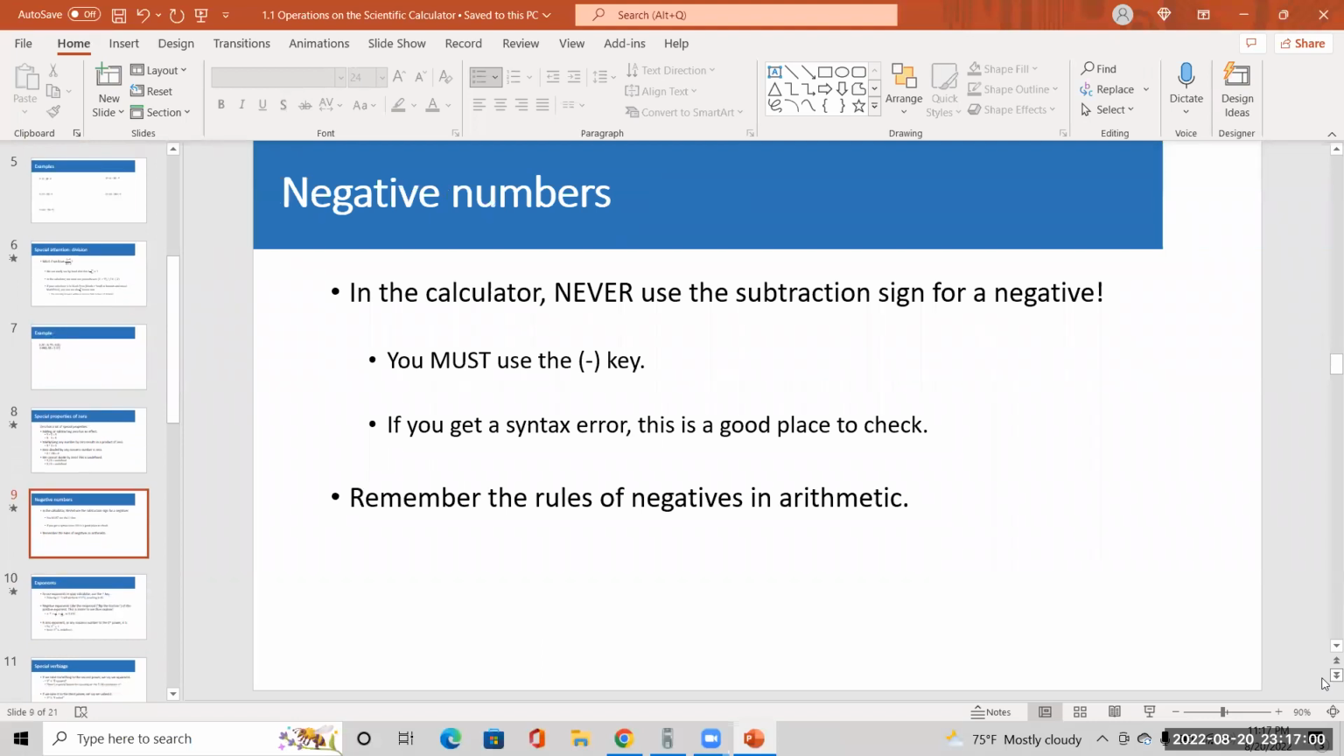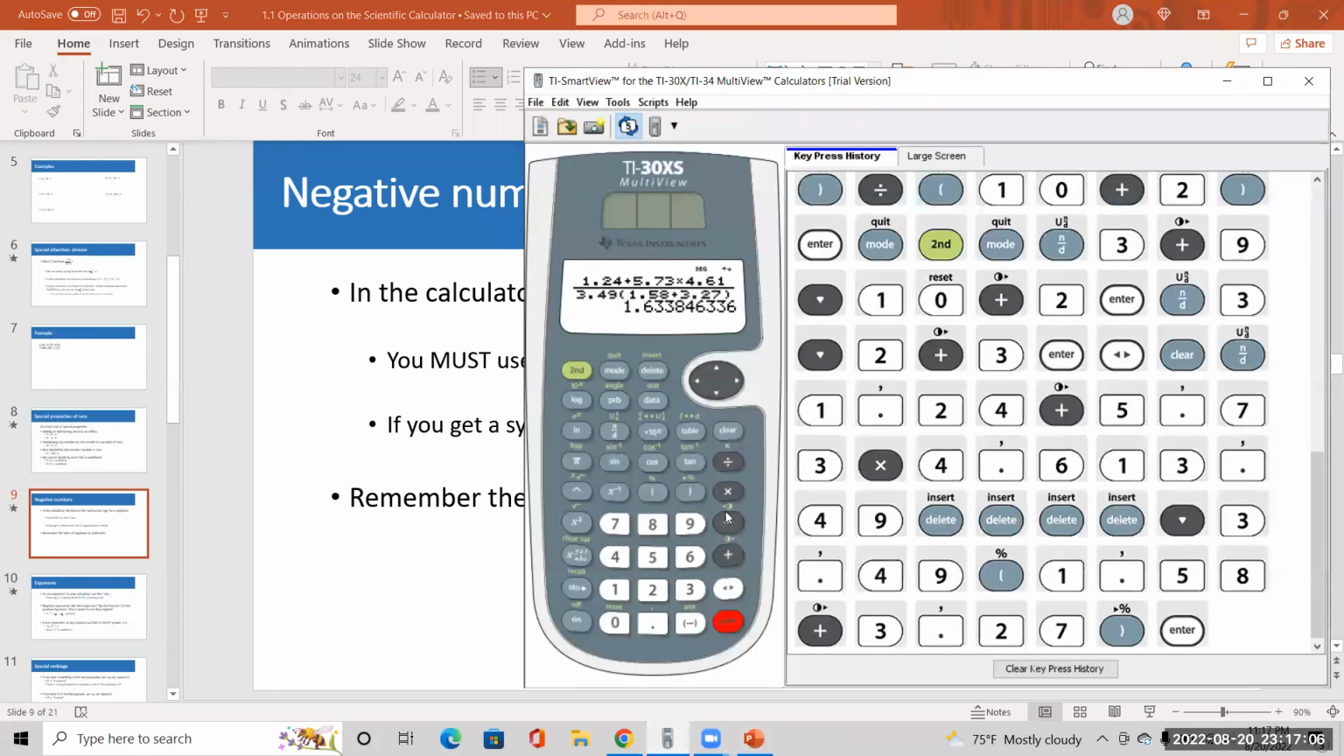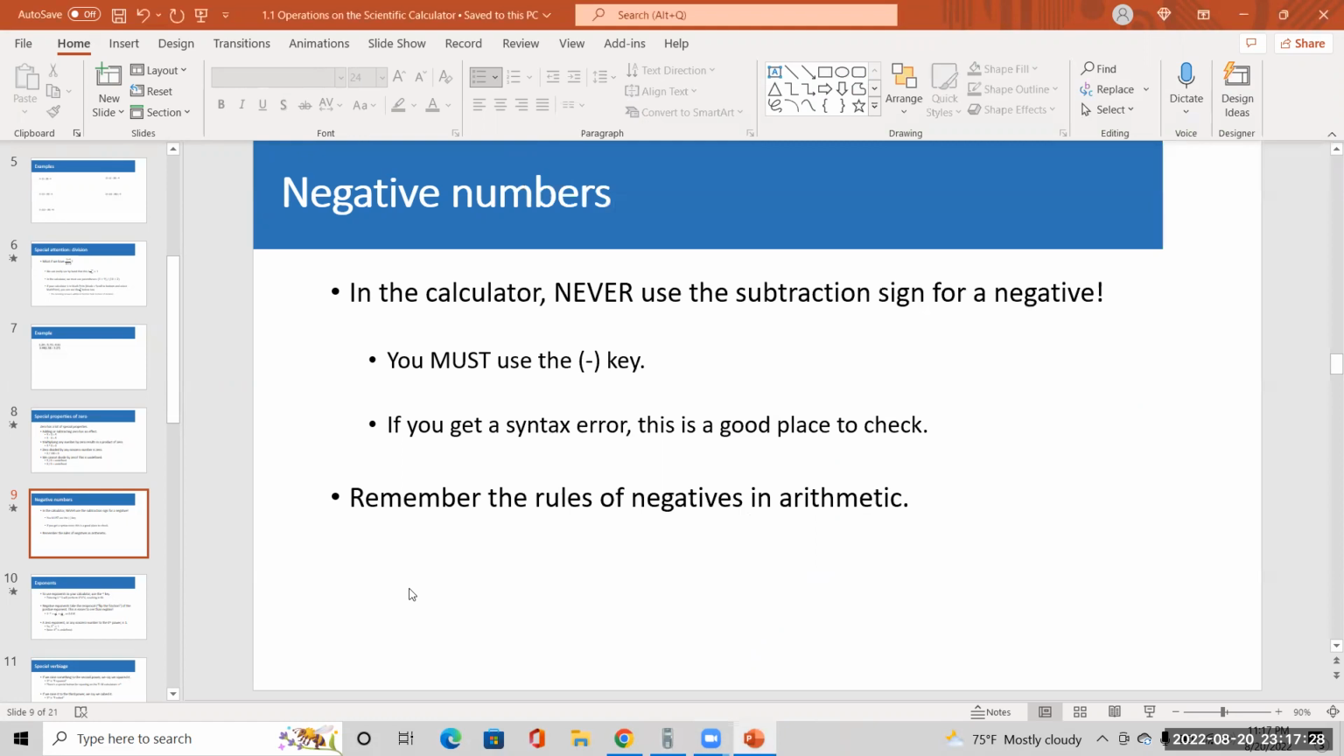Another very important thing in our calculator is that you must be careful with your negatives. If you want to do subtraction, you use this button right here for subtraction. If you want to tell it is a -2 or a negative whatever number, you must use this little negative in parentheses down here at the bottom by enter. If you reverse those, you'll either get the wrong answer or more likely you will get an error where you put that minus in front of a number.